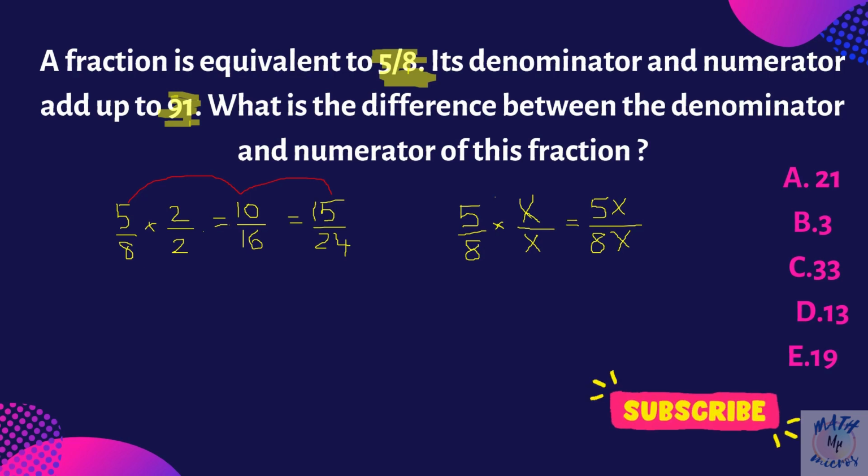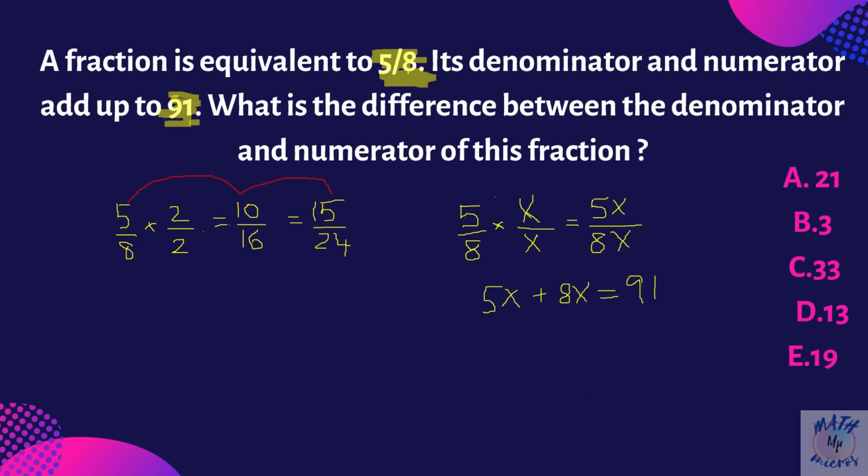From the question we have a clue that the denominator and the numerator add up to 91. This is how I represent it: 5x plus 8x is equal to 91. The 5x is the numerator and 8x is the denominator, and when they add together it becomes 91. Alright, 5 and 8 added together is 13, and 13 times x is equal to 91. So x is 91 by 13, and x is equal to 7.